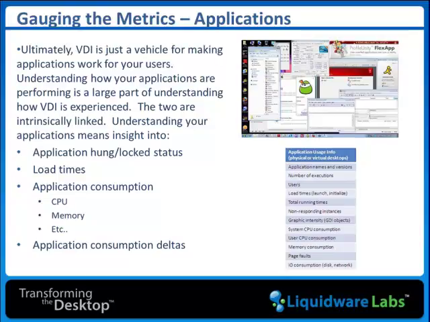So understanding those consumption deltas plays a huge part in understanding how healthy your VDI environment is. Not just in terms of consumption, but also in terms of execution. How long does the application actually take to load? How long has it been running for? How many users are running it? Am I within my license concurrencies, et cetera, et cetera?